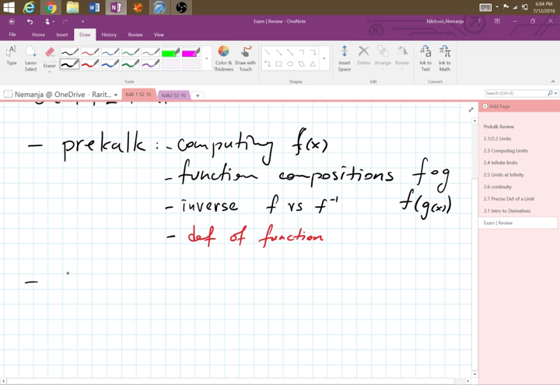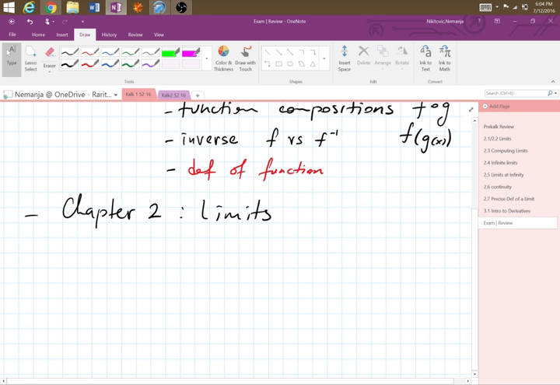Then we are moving on with chapter 2 stuff. Chapter 2 is on limits. And you are going to expect, definitely, computing limits. And computational limits breaks down into 3 different ways. What are the 3 ways?